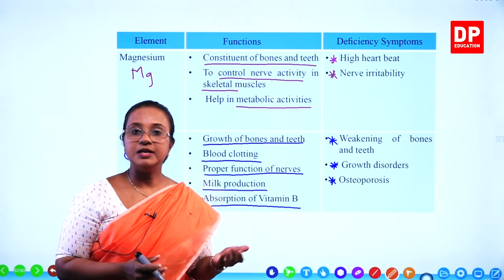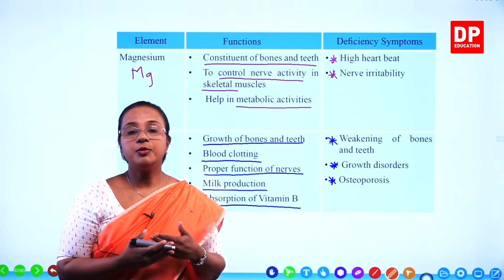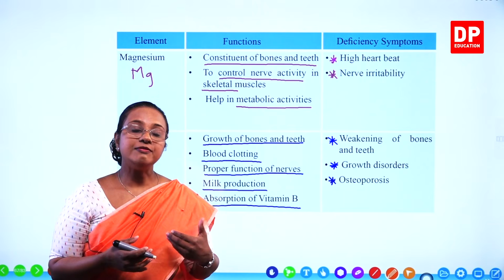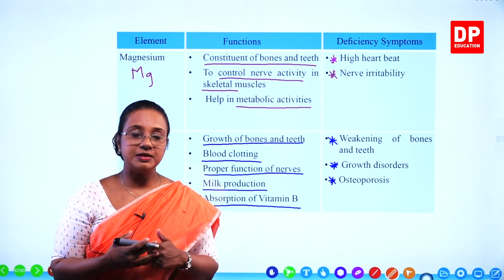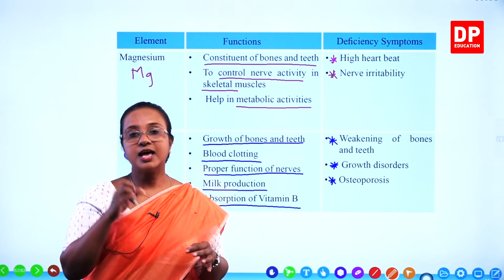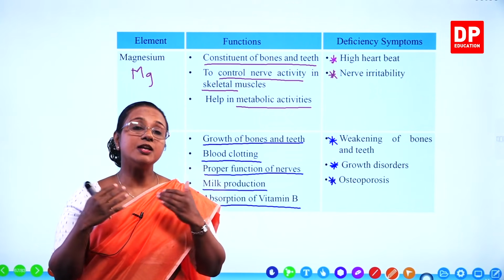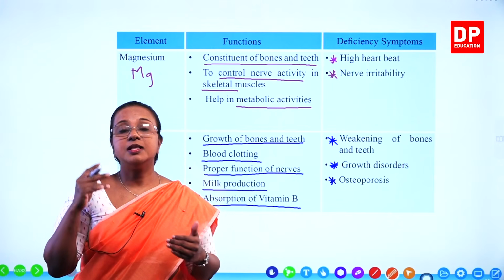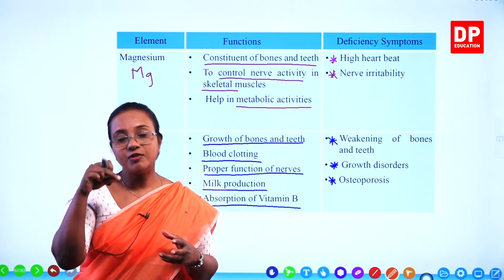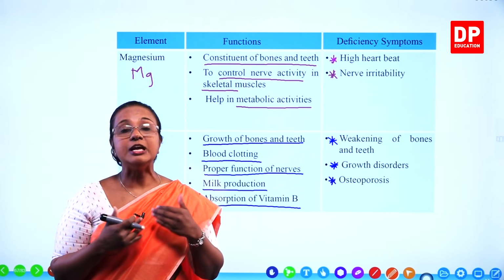Osteoporosis is a common disease nowadays. Osteo means bones, porosis means pores or holes. Normally, human bones have small pores, small holes in them. If we don't have enough calcium in our body, these pores become large. So the bone will have a lot of large holes in it. Therefore, the bone will be weak.